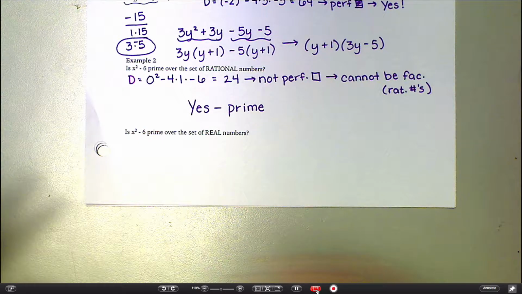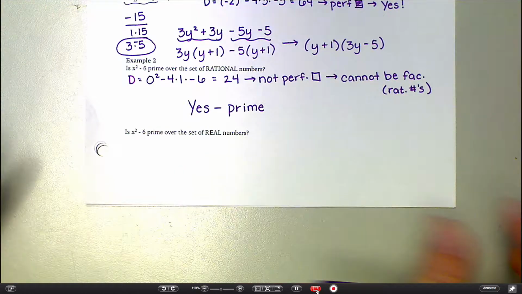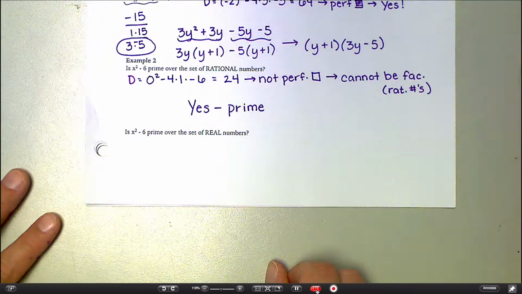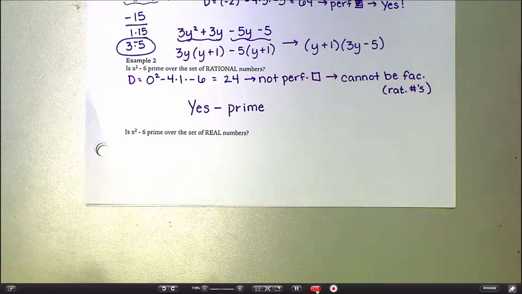Now, all bets are off. I don't need it to be a rational number anymore. I can use anything that's real, meaning now I'm allowed to use square roots. Now I'm allowed to use crazy things like pi. Pi is never going to really come up in factoring, I promise. But I can use almost anything I want. I can't use imaginary numbers yet, but we will eventually get to the point where we do.